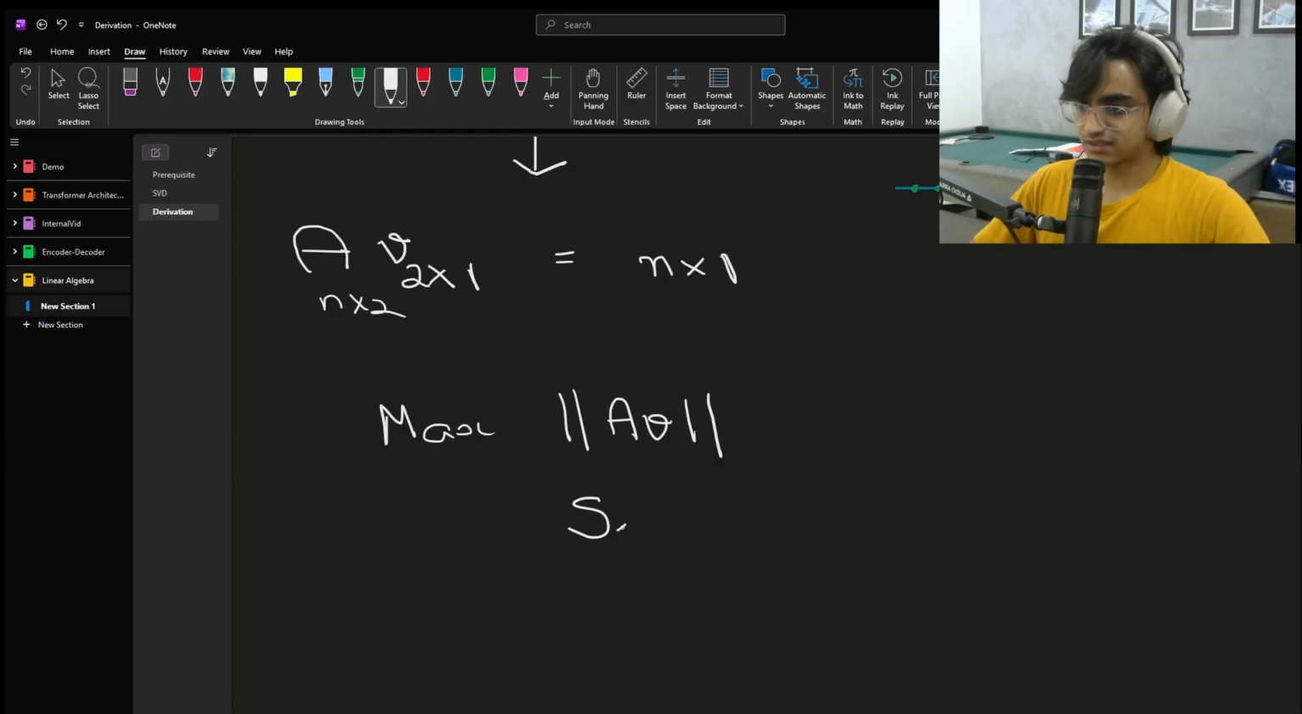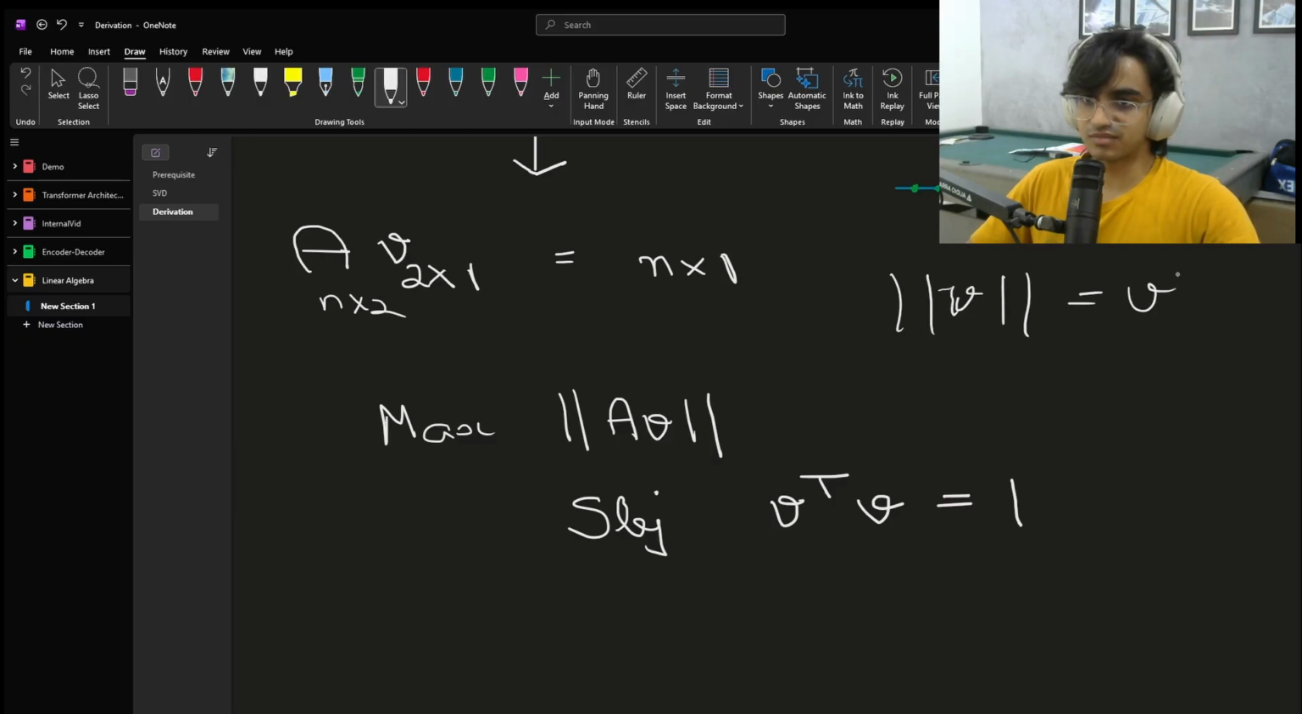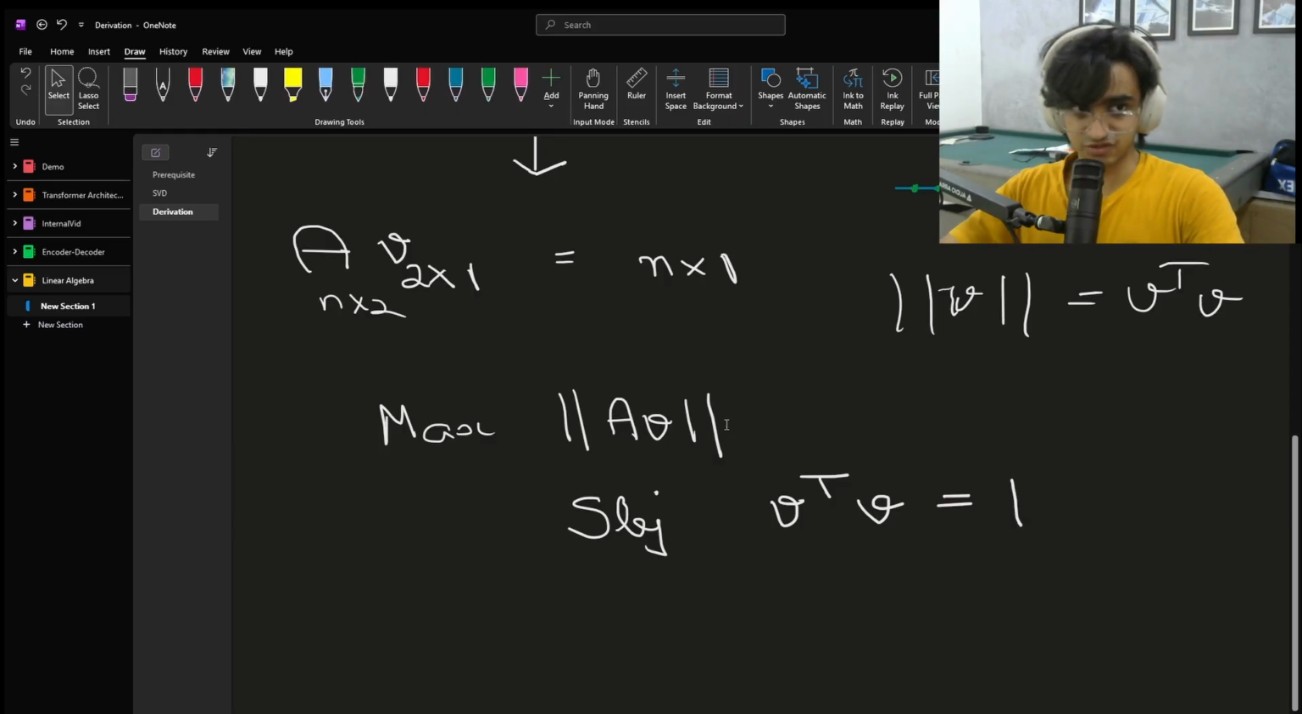And we want to subject it to the constraint that V transpose V is equal to 1. And V transpose V is nothing but the length represented in vector notation. So the length of the vector V is nothing but V transpose V. So we want to subject it to this constraint.